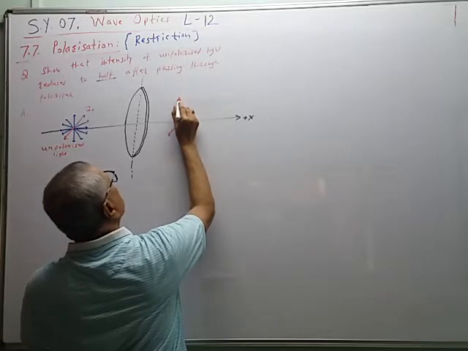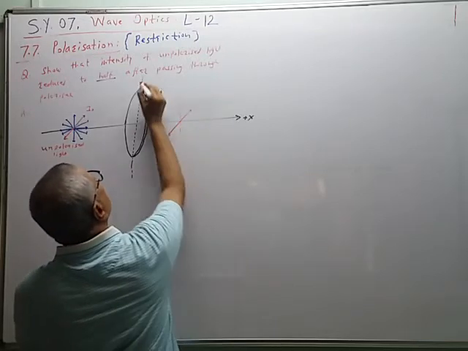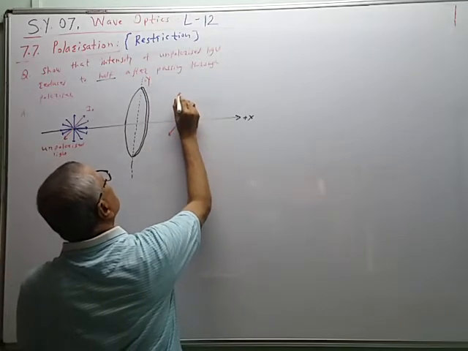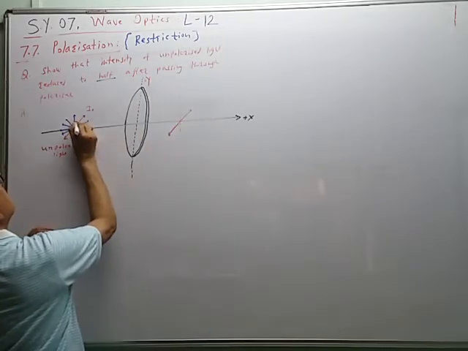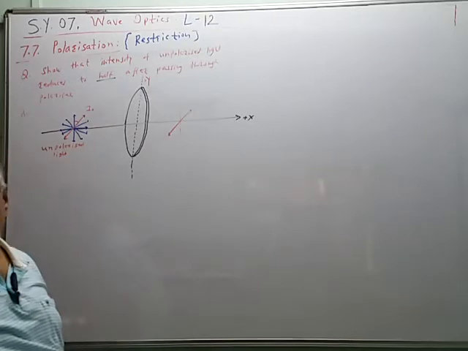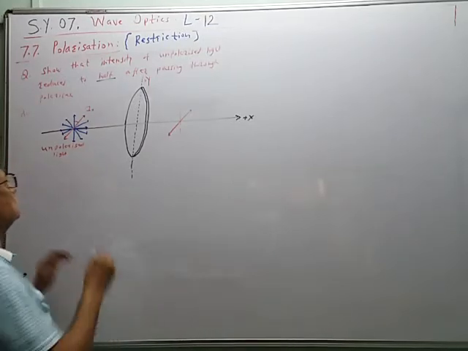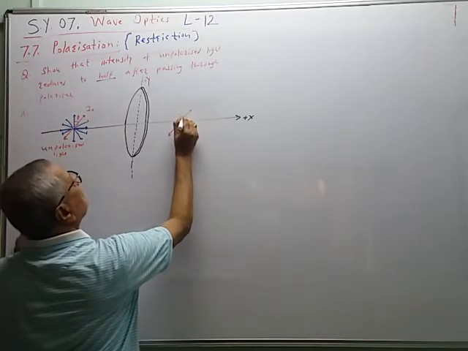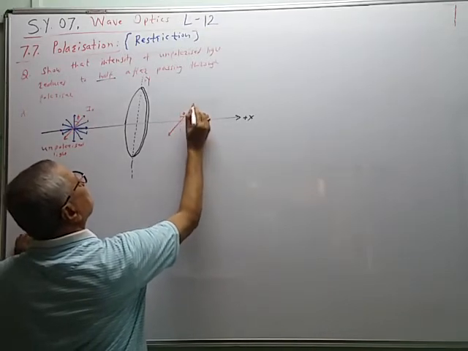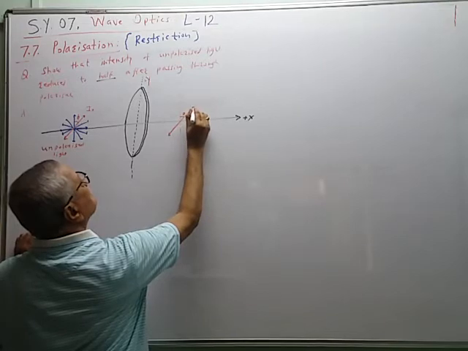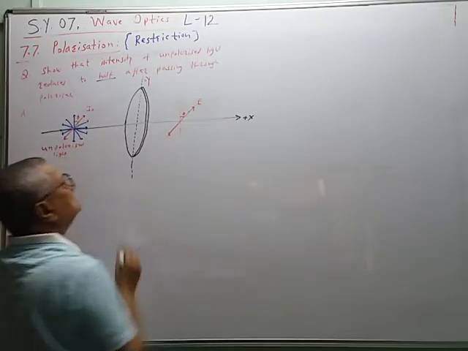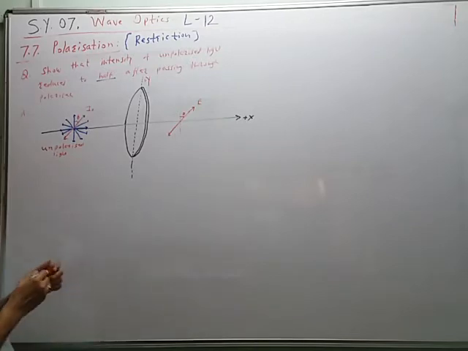So this is the polarizing axis, the y-axis. This angle is phi. This angle is phi. So this is E, like this. This is the polarizer.